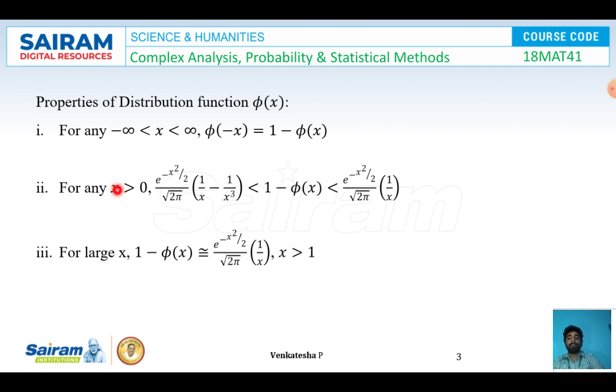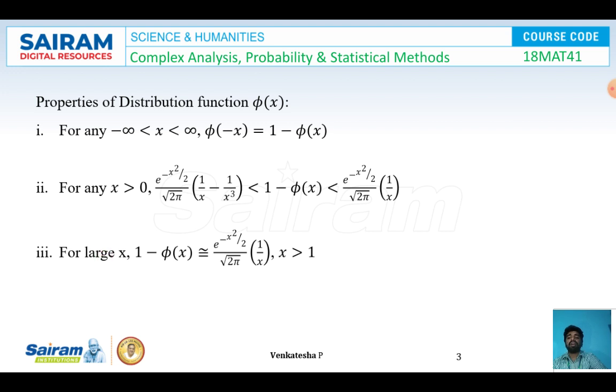For the second property, for any x greater than 0, (e^(-x²/2)/√(2π)) (1/x - 1/x³) is less than 1 minus Φ(x), which is less than (e^(-x²/2)/√(2π)) (1/x).